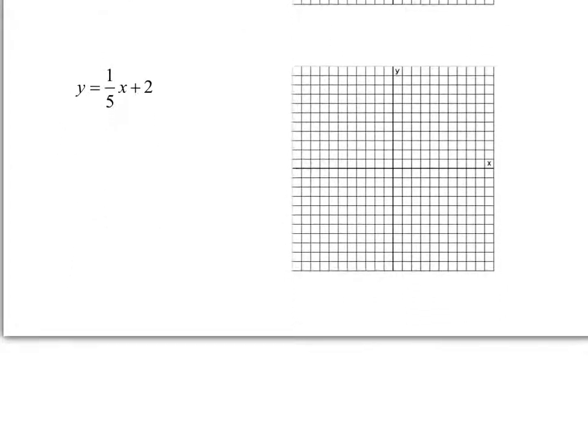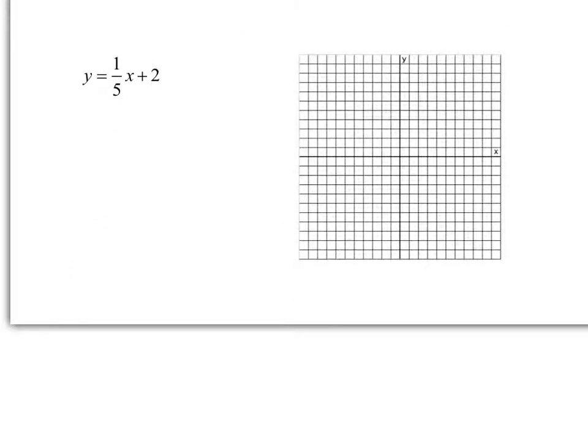If there's fractions, sometimes it's better to pick numbers besides 0, 1, and 2, because then the arithmetic will be easier. So if I have 1/5 x plus 2, it's going to be easier if I pick x's that are multiples of 5. Then when I take 1/5 of them, I'm going to get whole numbers. So I'm going to start with 0, because that's always a good bet. But instead of 1, I'm going to pick 5, and I'll keep going up by 5s.